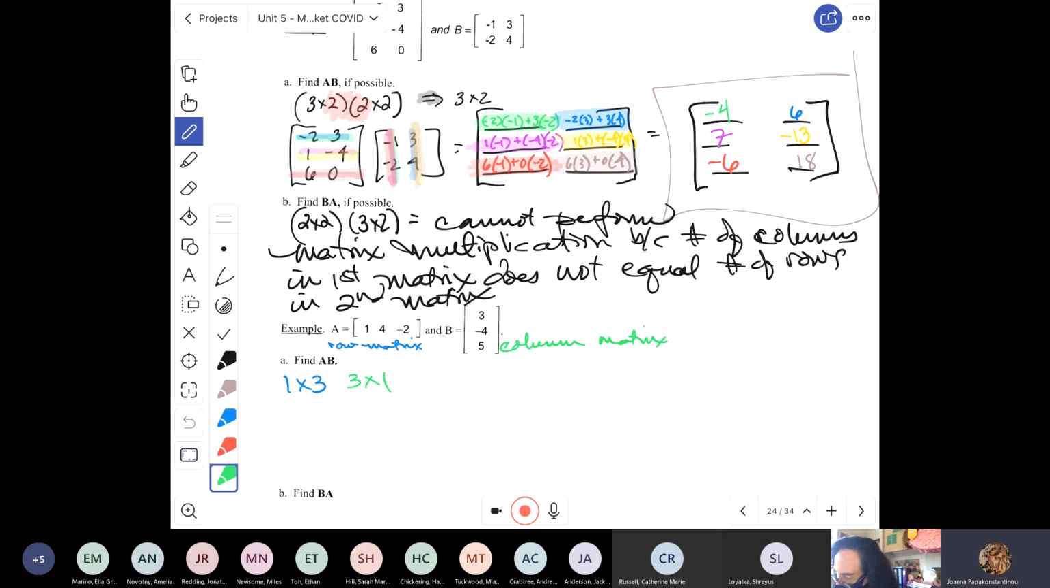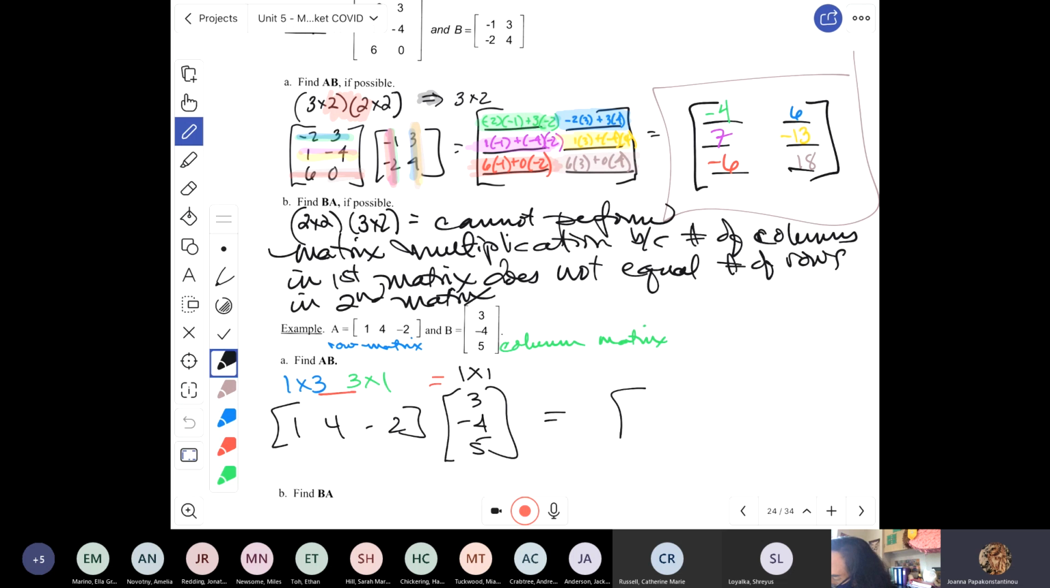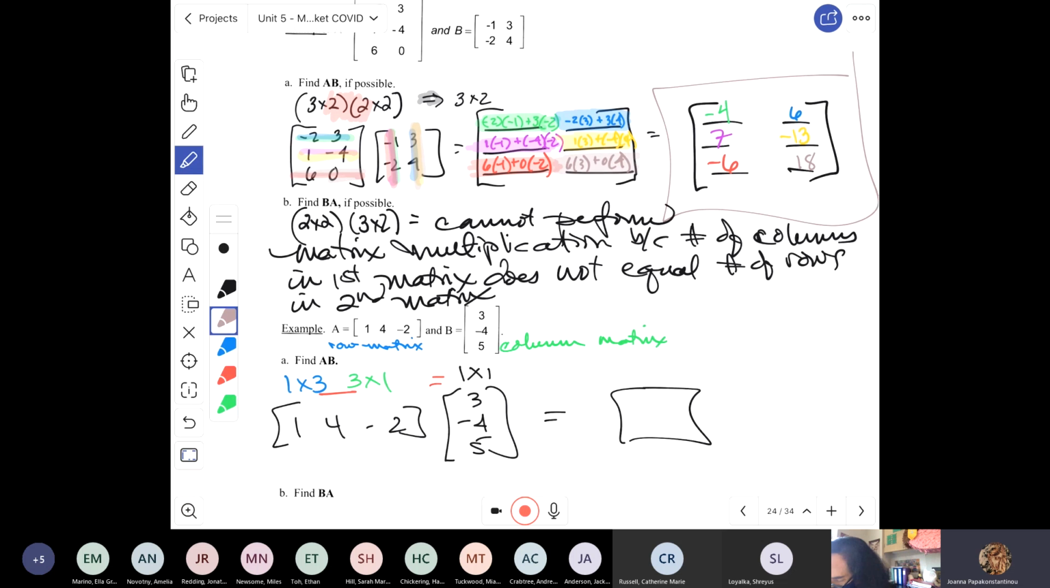Can I multiply these two together? Yes, these two numbers are the same, and what is that going to give me? A 1 by 1. Oh, I just get a scalar. Well, isn't that interesting? Let's see how that works. I know I get a little scalar. And what position is that? First row, first column. So how do you think I'm going to get that?